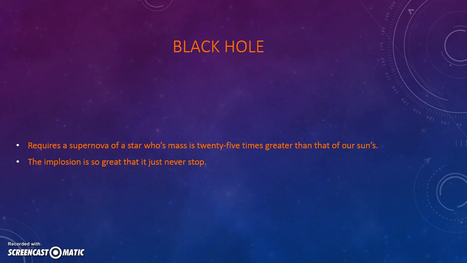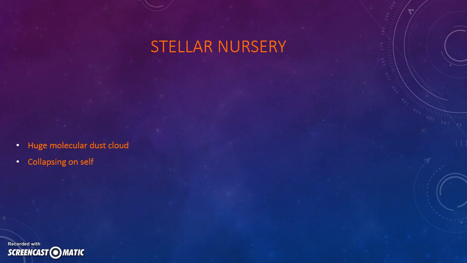A black hole comes from a supernova of a star whose mass is 25 times greater than our own sun. The implosion is so great that it just never stops sucking mass to a single point.